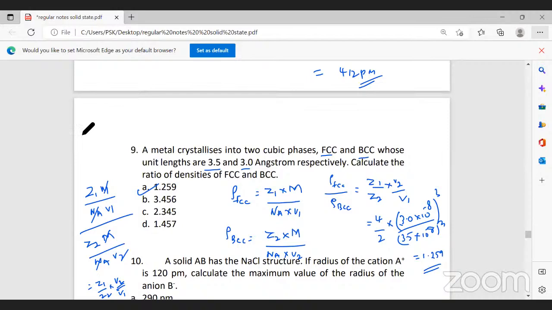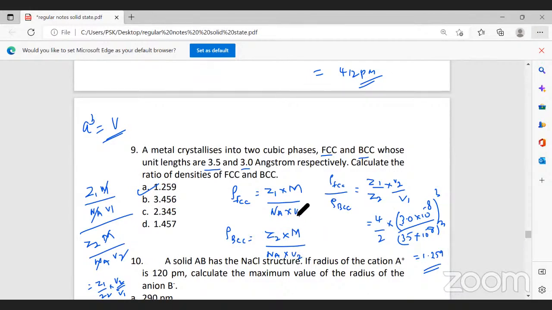A cube, you should get A cube. A cube is what? Volume only, no? Length into breadth into height is what? Volume only, right? That is why I have written it as V1. You can write it as A cube directly here.